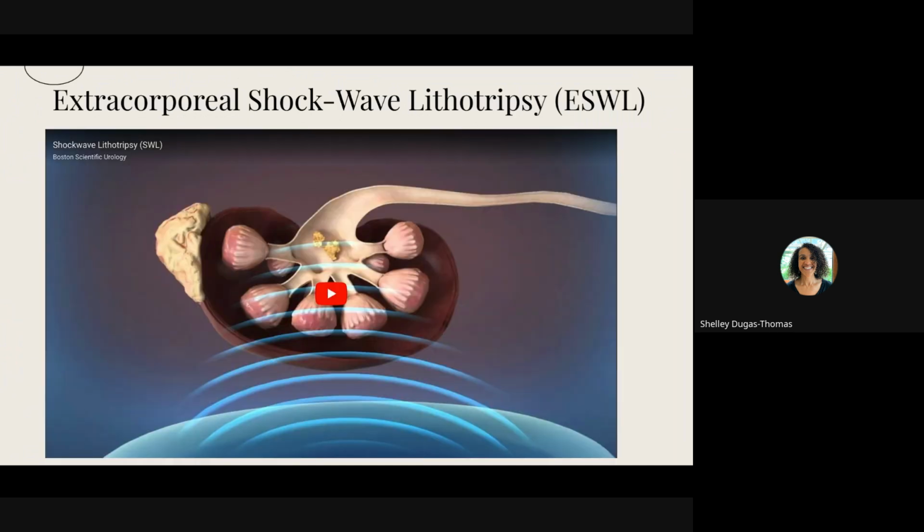So this is a really neat video on extracorporeal shock wave lithotripsy, which is used for most symptomatic non-passable upper urinary stones. The electromagnetically generated shock waves are focused over the area of renal calculus. The high energy dry shock waves pass through the skin and fragment the stone.